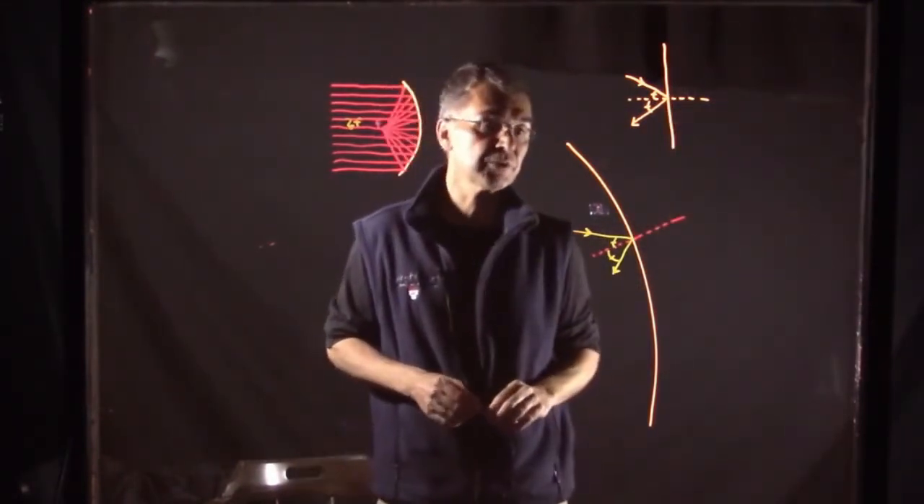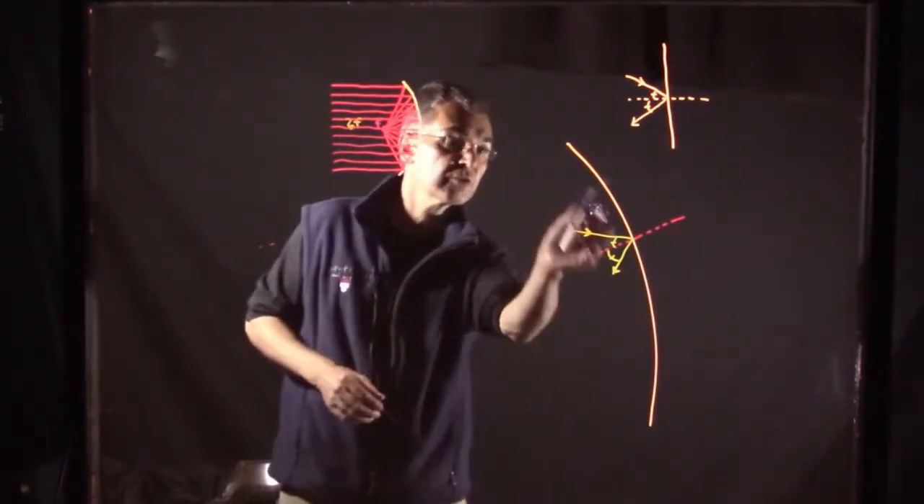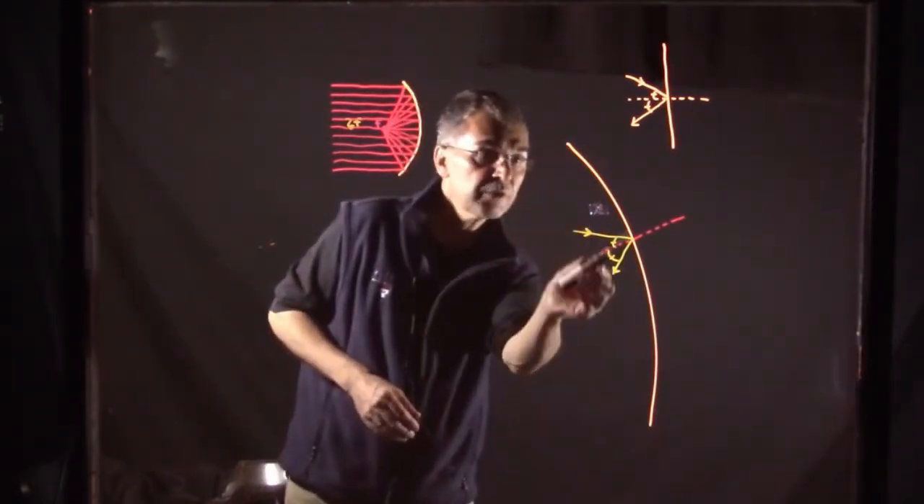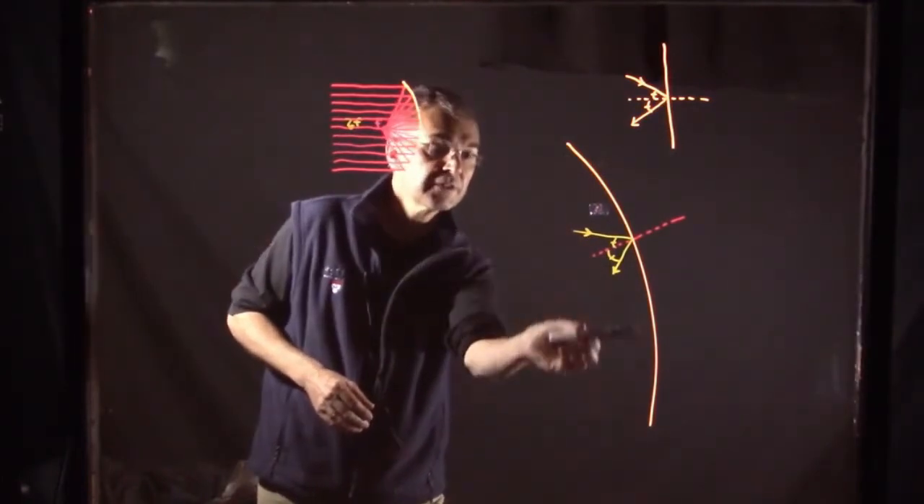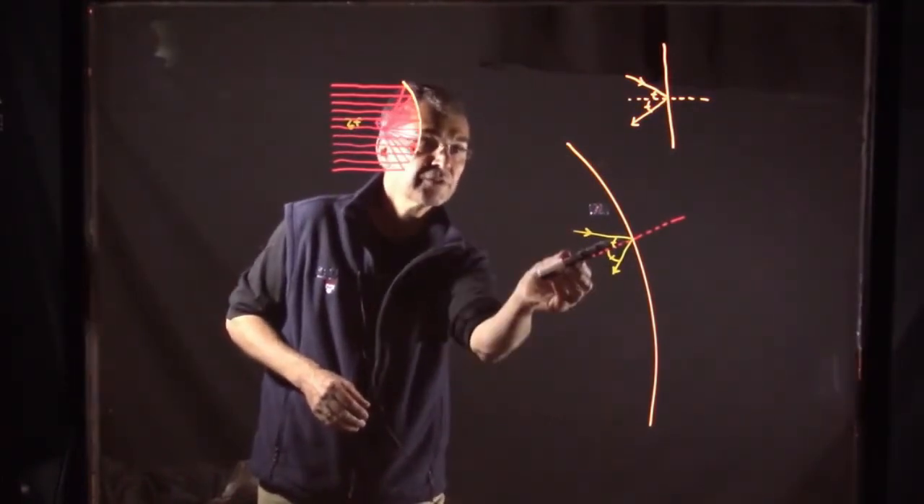Well, what happens if the mirror is not flat? What if it's a curved surface like this? Well, at any given point along the surface, we can draw the surface normal. So here the surface normal looks like this. Here the surface normal looks like this. Here the surface normal looks like this.